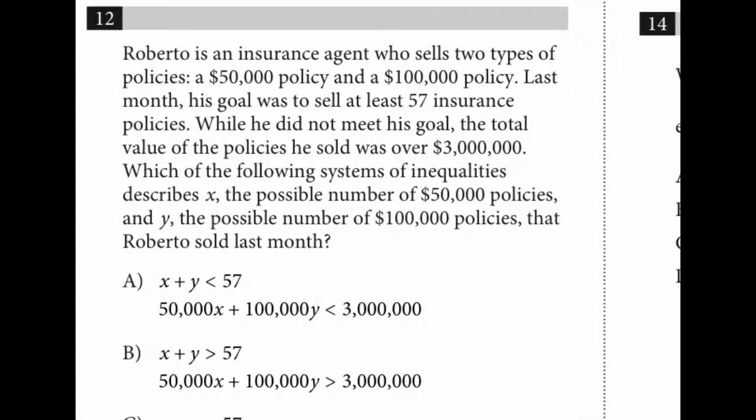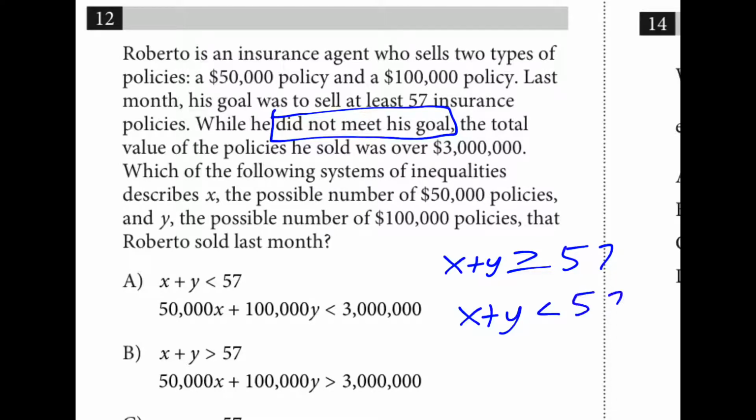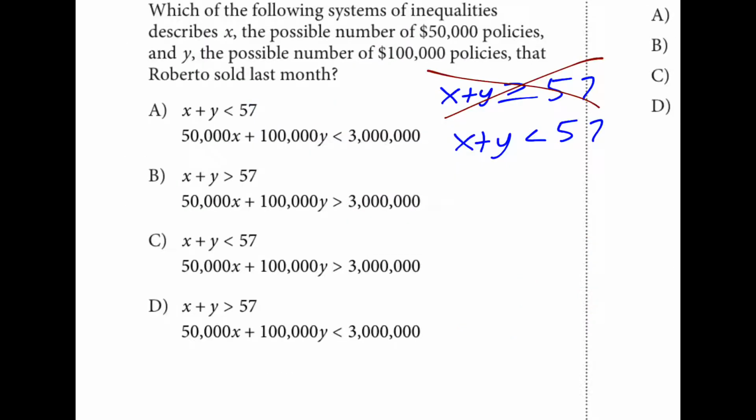Number 12, a system of inequalities, and there's this "not meet his goal" part that throws things off. Because as written, his goal was to sell at least 57 insurance policies, so it would make sense to write x plus y is greater than or equal to 57 for his goal. But since he didn't meet his goal, we know that x plus y is actually less than 57. If you tried to find that top one, you'd get the wrong answer.